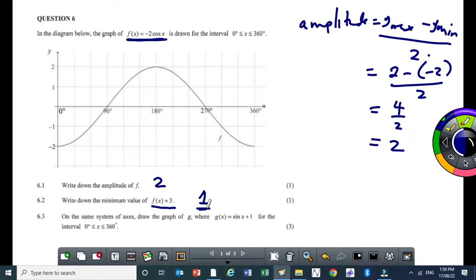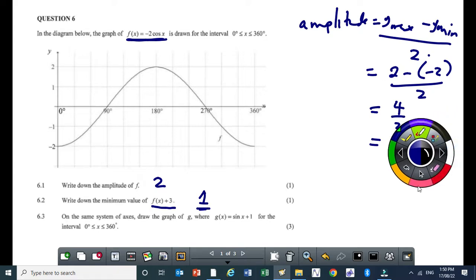Then the next question says, on the same system of axes, draw the graph of g, where g of x is equal to sine x plus 1. So let's draw the graph of sine here. Remember I told you that you can put this function in your calculator. In my case, I'm going to do it mentally. Sine 0 gives me a 0, plus 1, I'll get a 1. So we're going to have our y-intercept there.